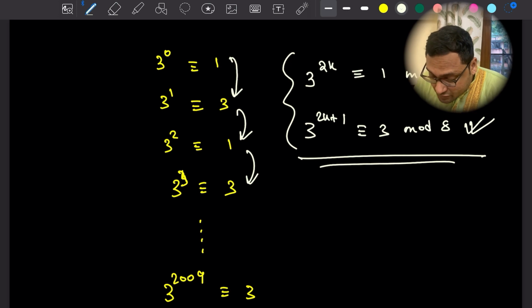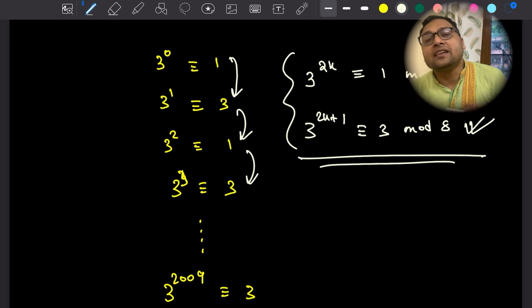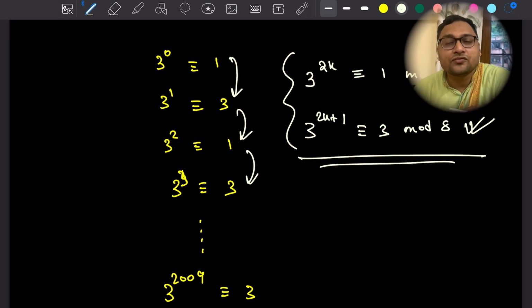Once you do it, you can just add it up, and that sum will be something very small, and you can finally divide that by 8 to find the final remainder. So that is the easier and the right way to do this.